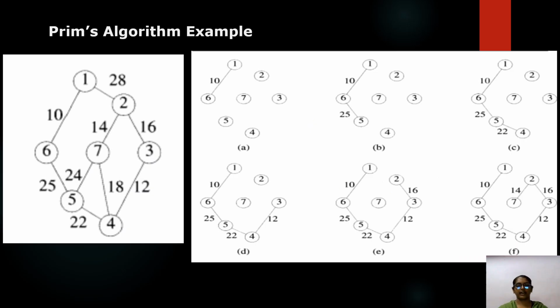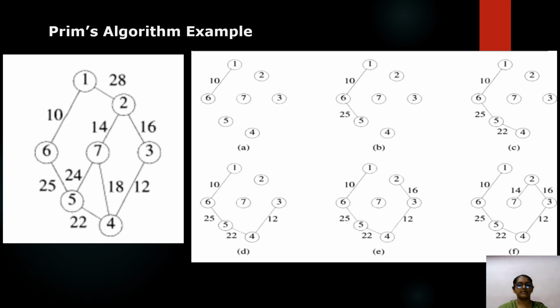Let's take an example to find the minimum cost spanning tree using Prim's algorithm. The left side is a weighted graph, so we need to find the minimum cost. The name itself suggests minimum cost spanning tree. First we should take the edge with minimum cost. In this graph, the minimum cost is 10, from vertex 1 to vertex 6. So first we represent that as A, from 1 to 6, cost 10. In the graph, the next minimum cost is 14.